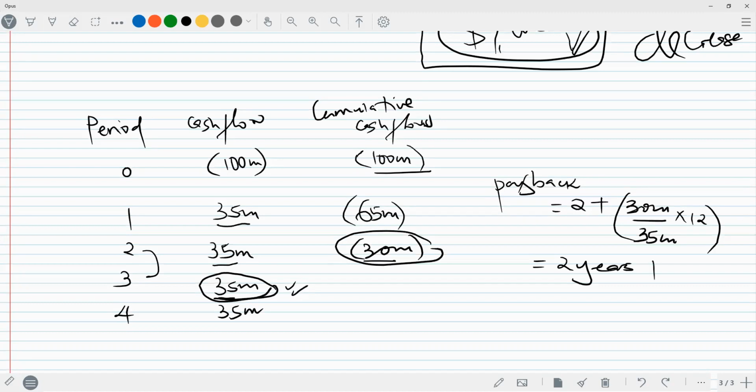10 months. 2 years and 10 months. So we're going to get the entire 100 million back in 2 years and 10 months. I hope the process is clear. Quite simply, the use of cumulative figures here. Is it clear? Yes, it is. Okay, that's good.